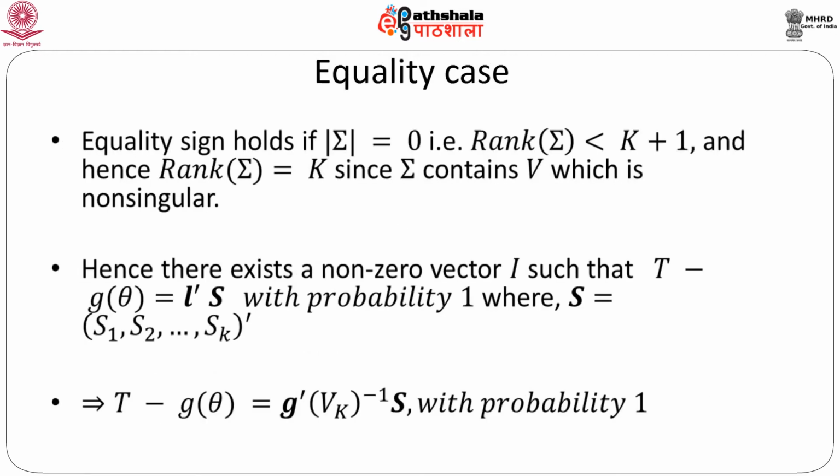Now we consider the case of equality. The equality sign holds if determinant of sigma equals 0, that is, rank of sigma is less than k plus 1, and hence rank of sigma is equal to k, since sigma contains Vk which is non-singular. Hence, there exists a non-zero vector L such that T minus g theta equals L prime into S vector, where S vector is S1, S2 up to Sk, which implies T minus g theta equals g prime into Vk inverse into S vector with probability 1.